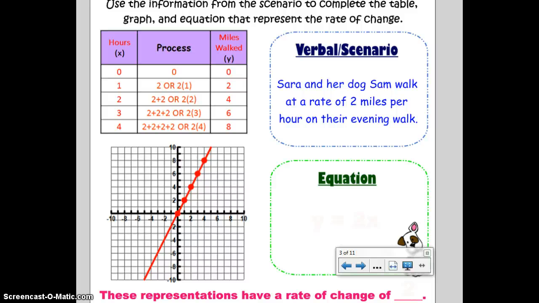Our rate of change could be found by finding the delta y, which from 0 to 2 would be positive 2, and our delta x from 0 to 1 is a positive 1. So my rate of change would be delta y over delta x, which is 2 over 1, and my equation is y equals 2x, because the 2 represents the miles per hour that Sarah is walking. So our rate of change will be 2.